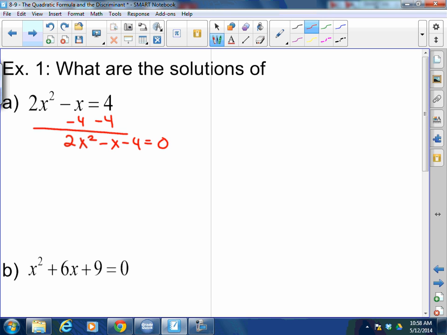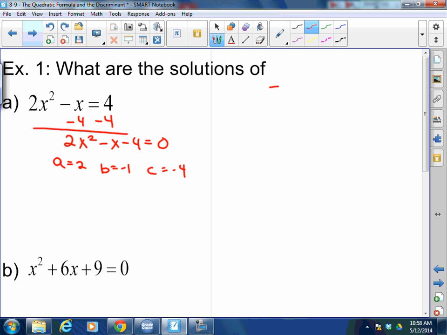Let's do this. Always label what your A, your B, and your C are. It's going to make your life easier, I promise. So A equals 2, B equals -1, C equals -4. Now, literally, my friends, just plug it into the formula.